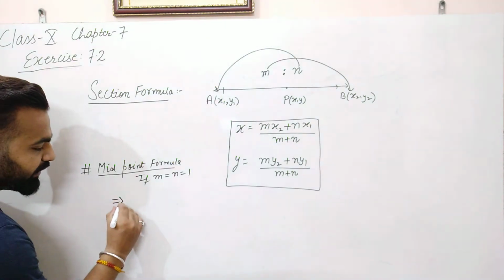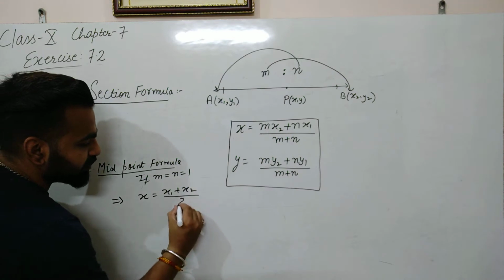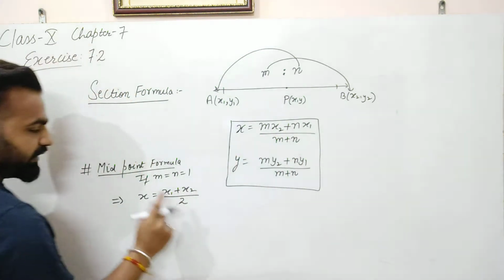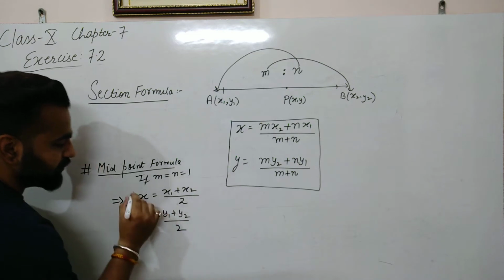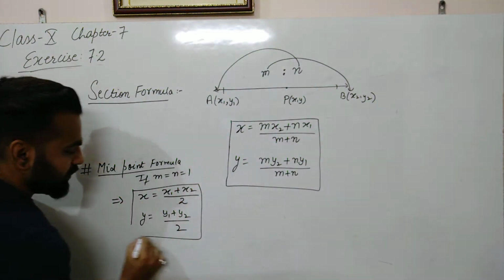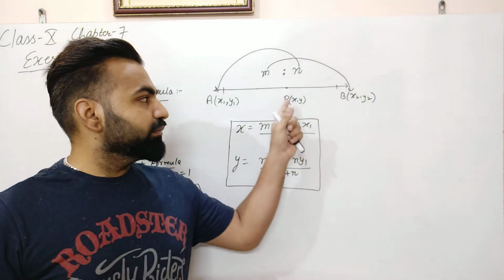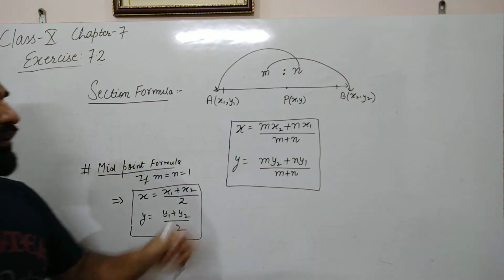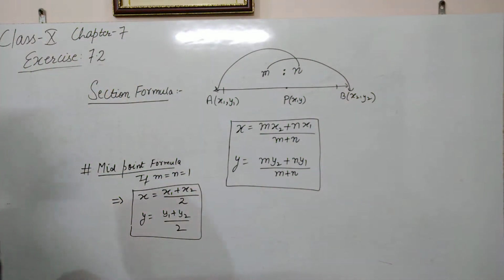So this formula will be converted into x is equal to x1 plus x2 by 2; put m and n as 1 here, x2 plus x1 upon 1 plus 1, that is 2. Similarly, y is equal to y1 plus y2 by 2. So this is called the midpoint formula, derived from the section formula. Whenever the point is the midpoint of the line, we can directly use this midpoint formula. If another ratio is given, then we can use the section formula.